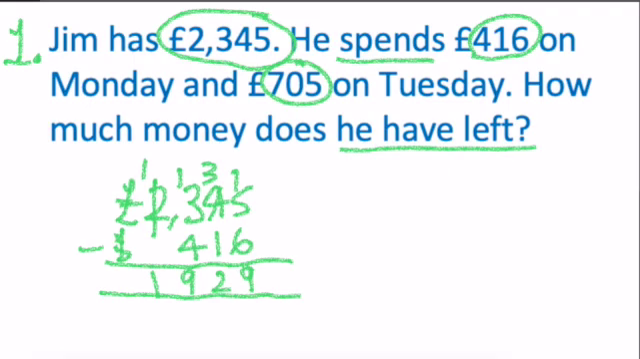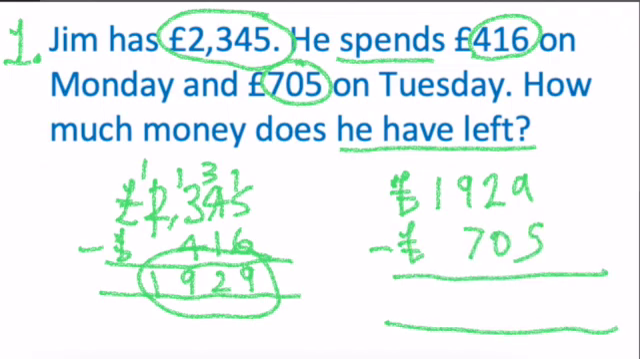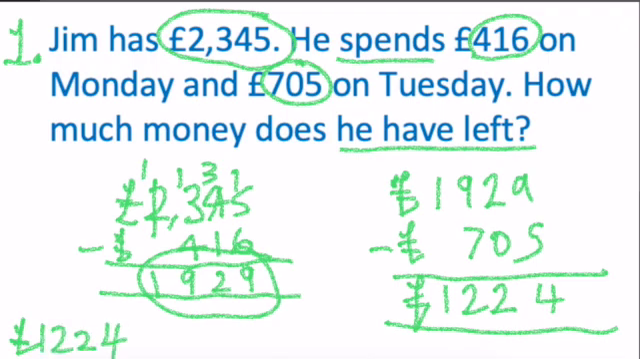Now I need to take away 705 from this amount. So 1,929 subtract 705. 9 take away 5 is 4. 2 take away 0 is 2. 9 take away 7 is 2. And then there's a 1 there. So it looks like our answer is 1,224. Now, what you could have done, and I'm going to write that down in the corner you'll see why.